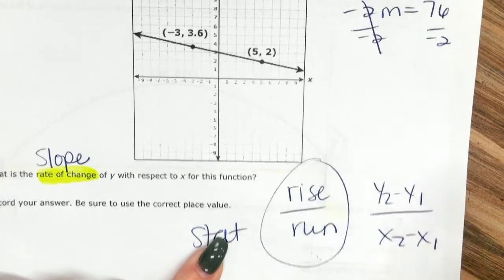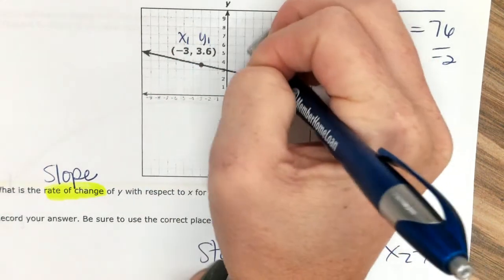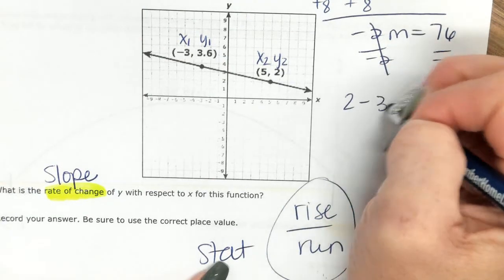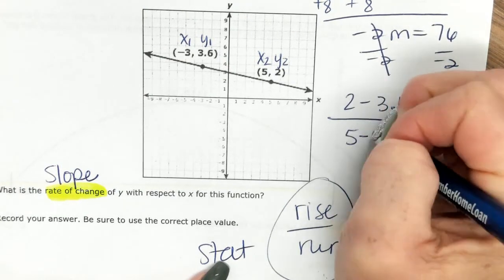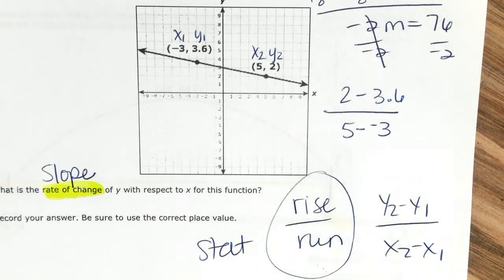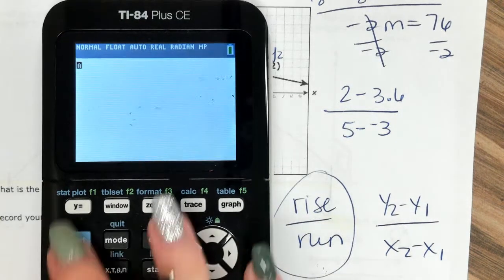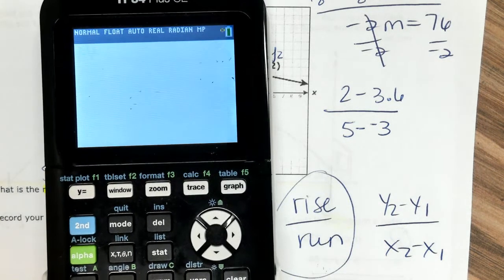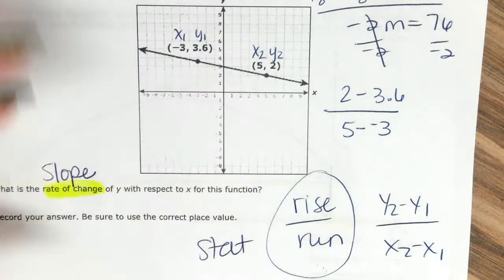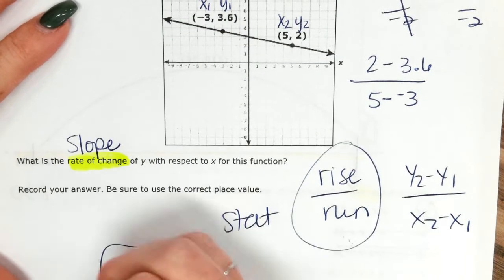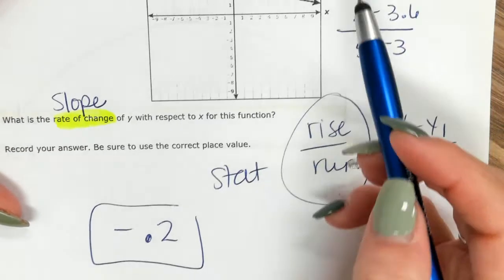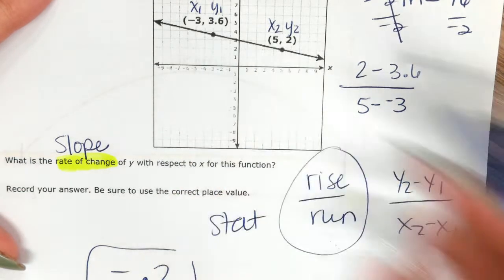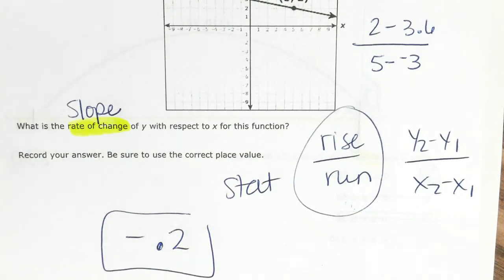Okay, if you did slope formula, this is x1, y1, x2, y2. So it would be 2 minus 3.6 over 5 minus negative 3. You would go to your calculator, type that all in, and you get negative 0.2. You also could have gone to stat and put in this for L1, negative 3 and positive 5, and then that for L2, and then gone to stat calc, option 4.